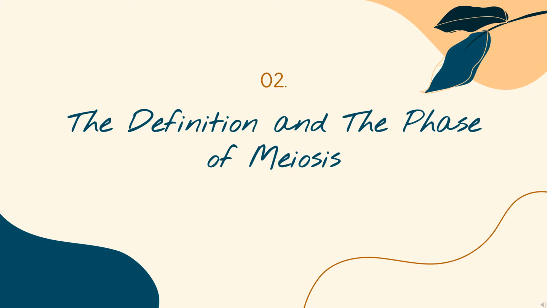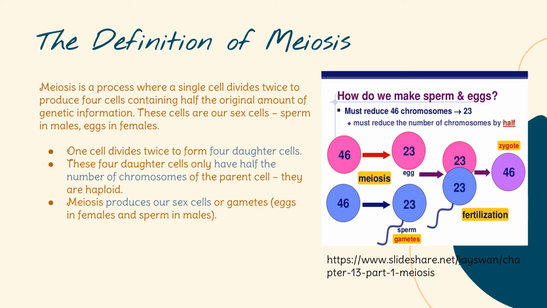Thanks to Feby, now I will explain the definition and the phases of meiosis. Meiosis is a process where a single cell divides twice to produce 4 cells containing half the original amount of genetic information. These cells are our sex cells, sperm in males, eggs in females. Meiosis contributes to genetic variety. It doesn't make body cells, it makes egg and sperm cells, also known as gametes.